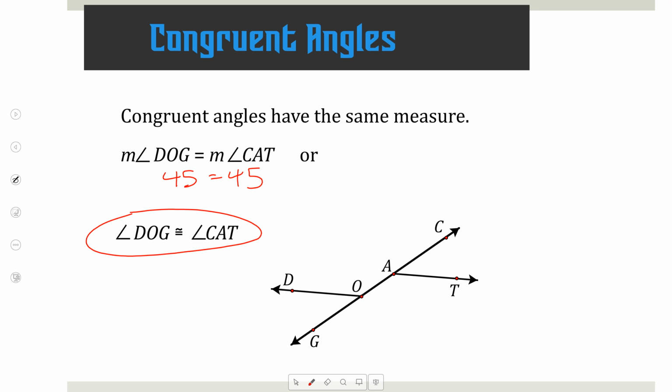So if I pick up this angle CAT and spin it around, it will lay exactly on top of angle DOG. Most of the time we'll use the second one, that the angles are congruent. Same shape, same size. And if you keep that in mind, then things like a 45-degree angle being equal to a 45-degree angle should make perfect sense.